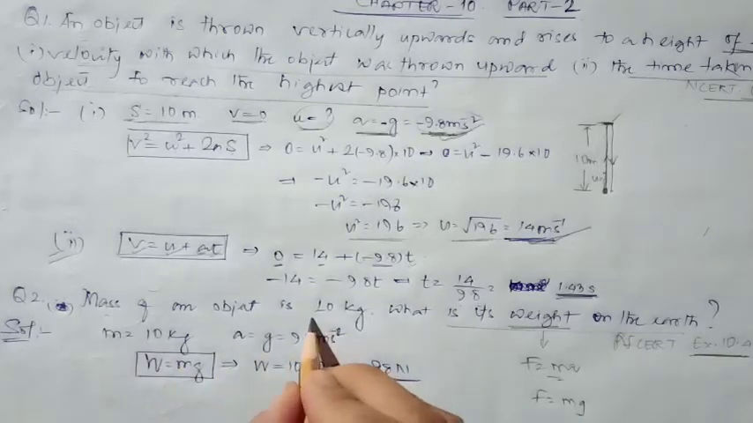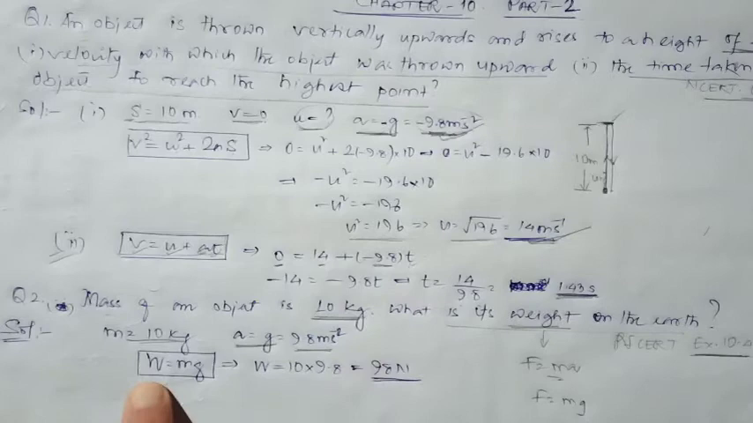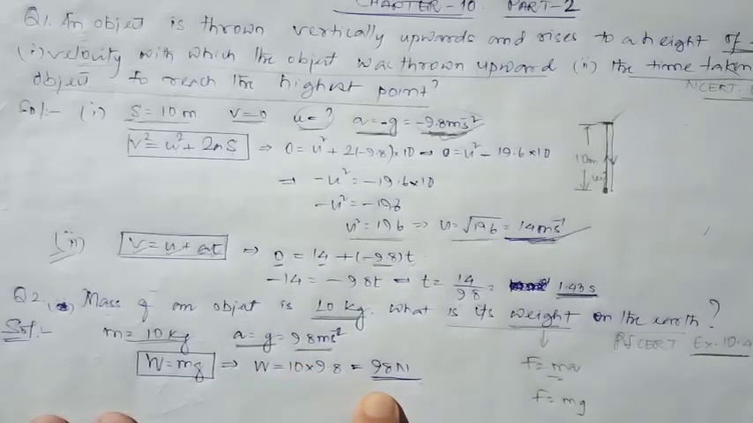So in this case, the mass of an object is given to us as 10 kg, and we know the acceleration caused by the earth is 9.8 meter per second square. Now weight equals force, and force equals mass times acceleration. So we have a mass of 10 and acceleration of 9.8. If you multiply this, you'll get 98.